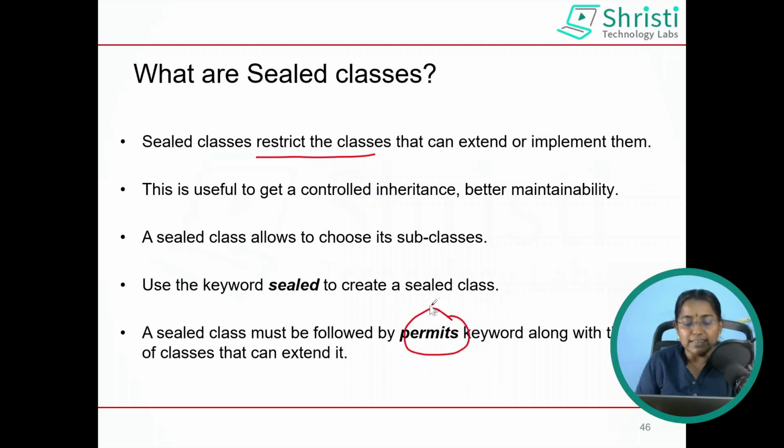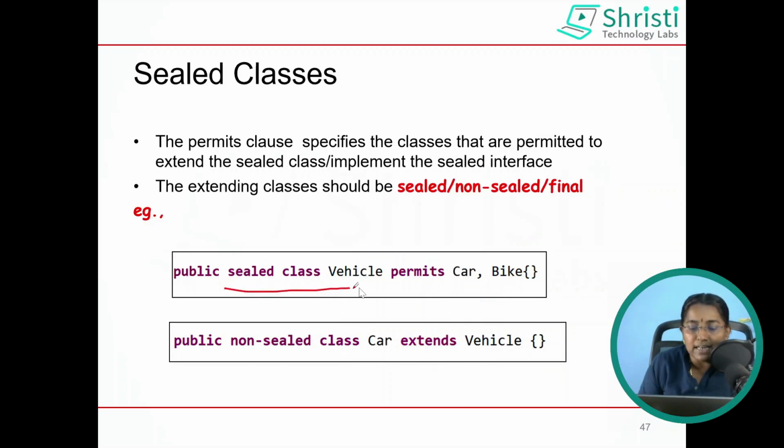Okay. What is the syntax for a sealed class? Sealed class Vehicle permits Car, comma, Bike. So only Car and Bike can be subclasses of Vehicle. What should be the type of the Car and Bike classes? The subclasses of a sealed class can be either sealed, non-sealed or final. You know the meaning of final. If I make my Car class final, it means the inheritance ends there. If I make my Car class sealed, it means the Car class again has to decide what subclasses can come under it.